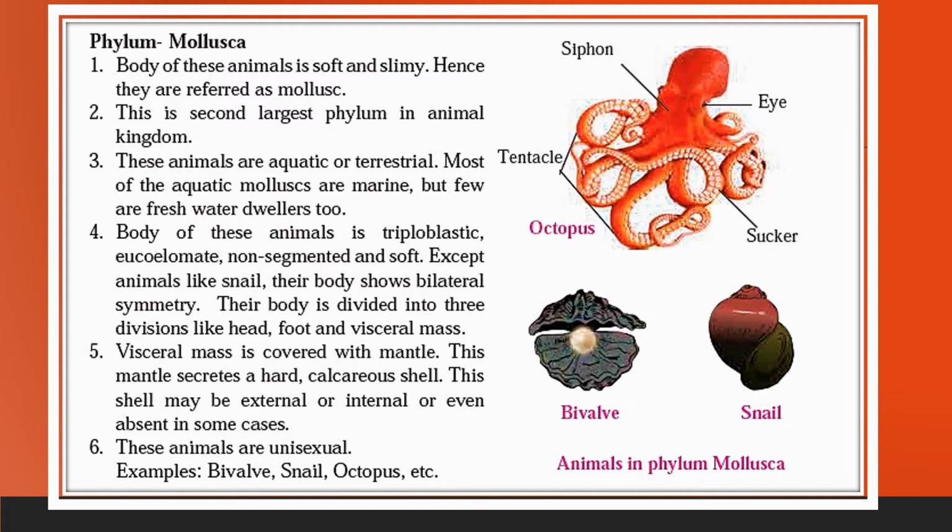Their body is divided into three divisions: head, foot, and visceral mass. The visceral mass is covered with a mantle, and this mantle secretes a hard, calcareous shell. This shell may be external or internal or even absent in some cases. These animals are unisexual, for example, bivalve, snail, octopus, etc.